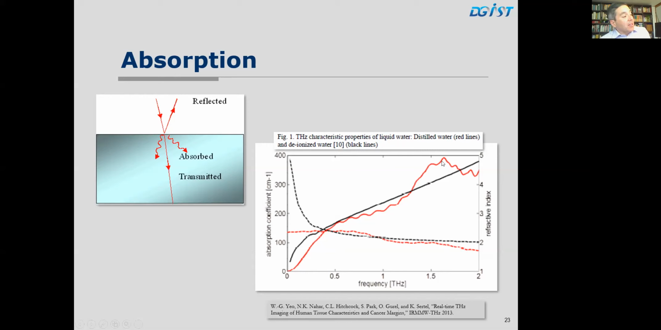And you can see there's more absorption, the absorption coefficient in inverse centimeters, at higher terahertz radiation, and there's less absorption at lower radiation. The dotted line is the reflective index, so you see more reflection at lower terahertz, and you see less reflection, more absorption at higher terahertz. So there's a roughly inverse relationship between absorption and reflection.